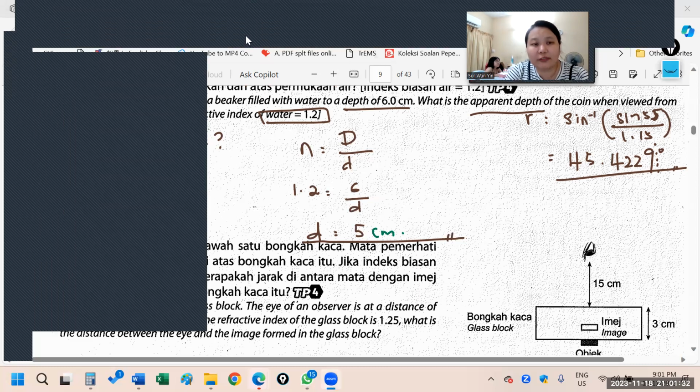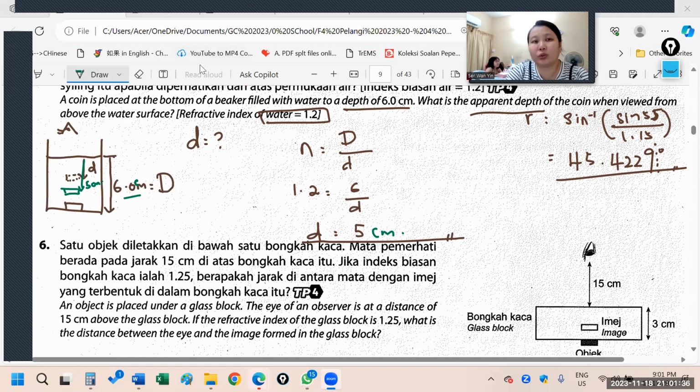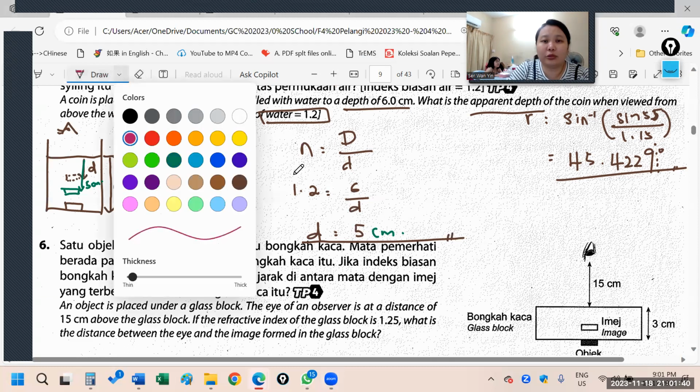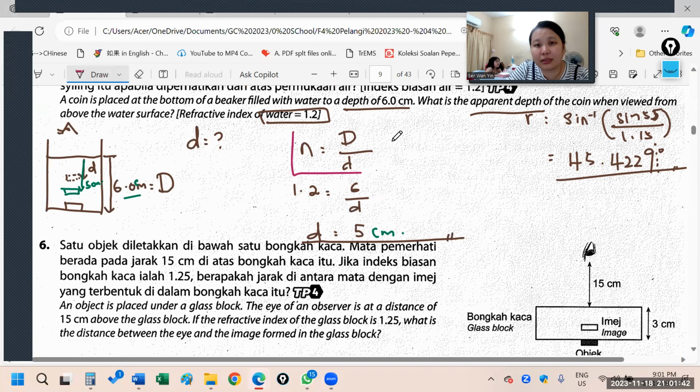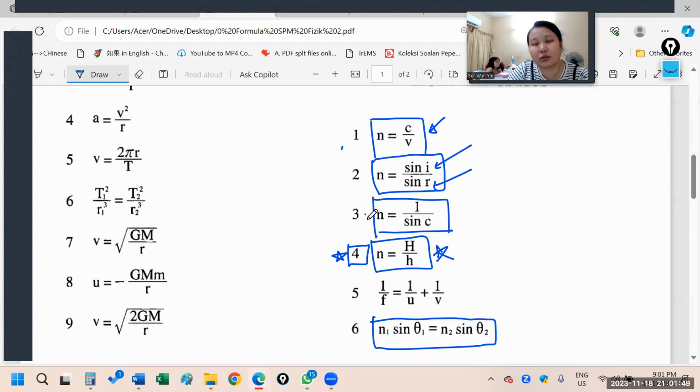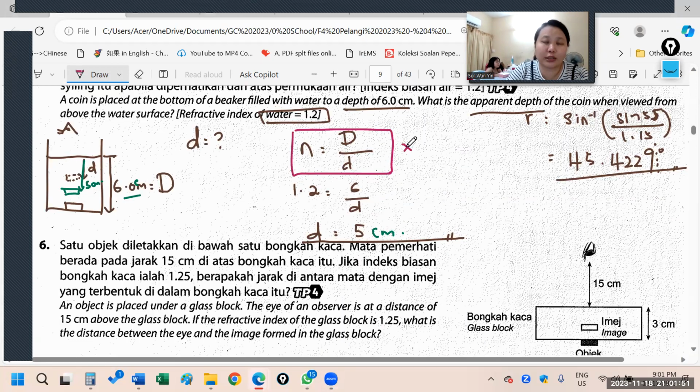Will we lose marks if we write H instead of D? No need. No, it won't. Okay, how do we count the marks? Normally formula no marks, because it's given here. So if you write D or you write H, it doesn't matter. No marks. Not wrong, but no marks.